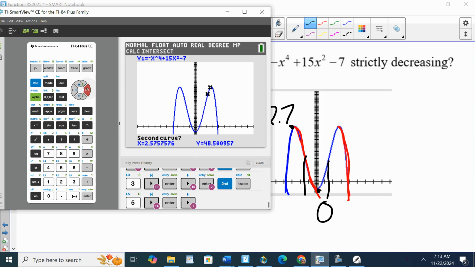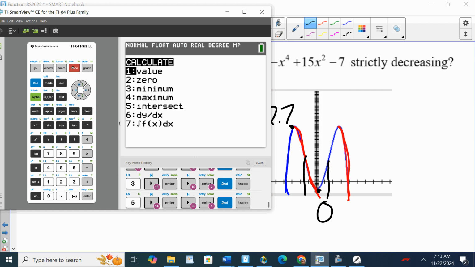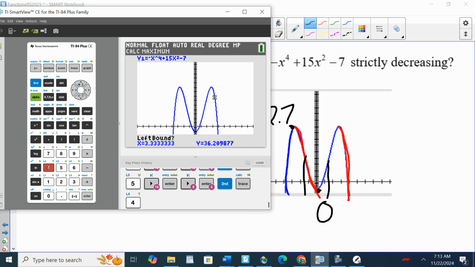Left bound. Right bound, enter. Oops, second trace. I think I hit the wrong thing there. Maximum, option 4. I think I hit option 5 by accident. Enter, right bound, enter, enter.